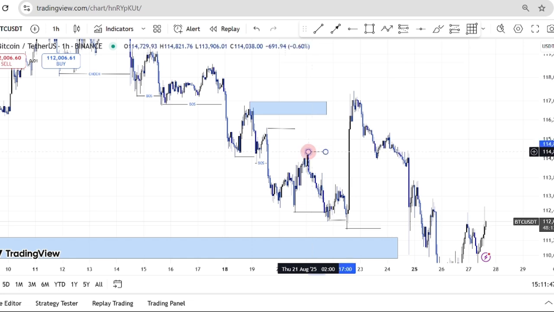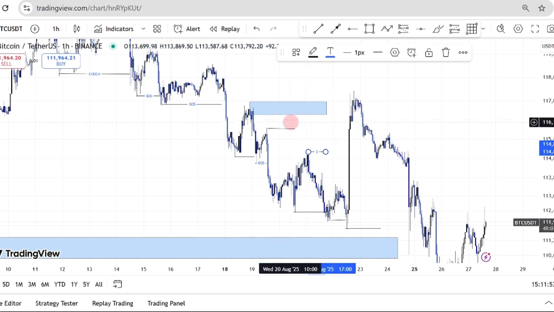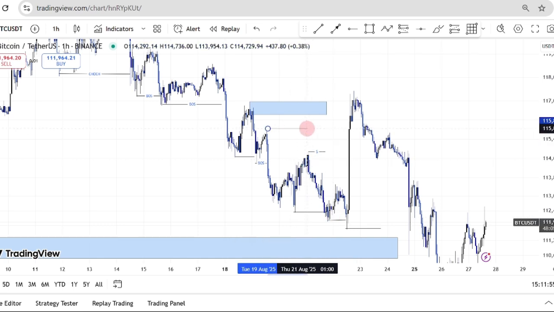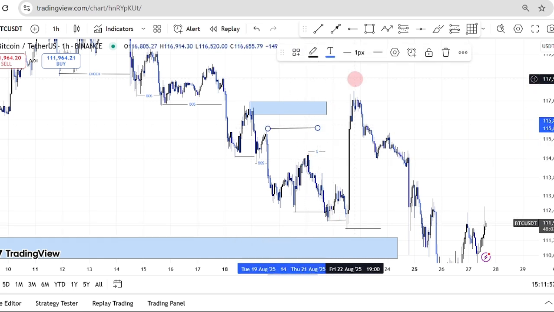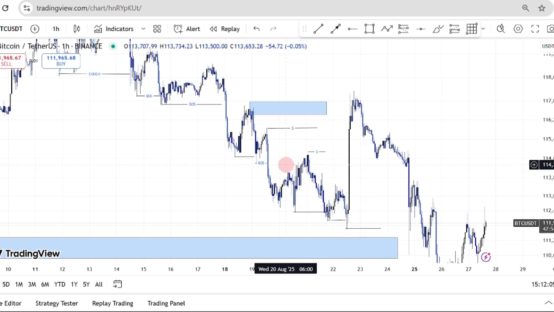This high should be taken out because I have my liquidity sitting there. I also have another liquidity sitting at this point. It was a very tricky one.